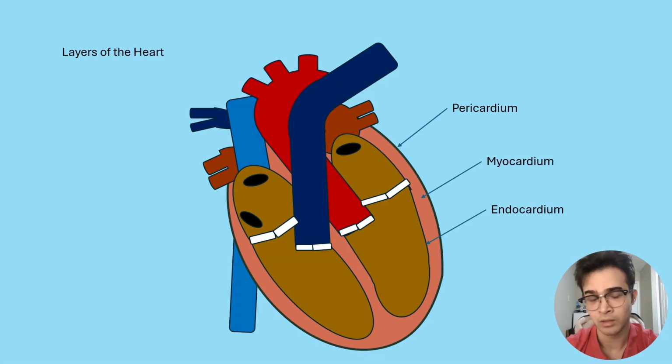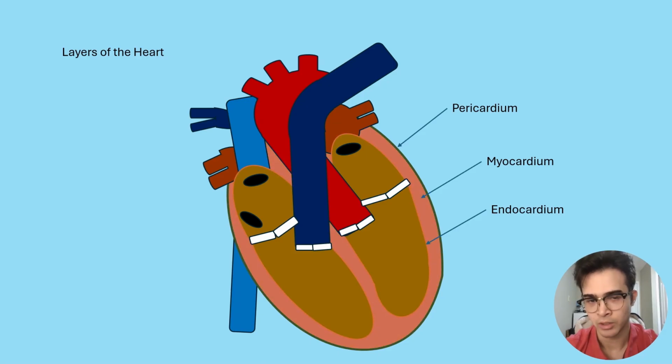The second middle layer is called the myocardium, and it's a thick muscle. Myo itself means muscle, so myocardium means muscle of the heart. The third most inner layer is called the endocardium, which means inner heart. This lines the chambers. And next we're going to talk about the anatomy of the heart.